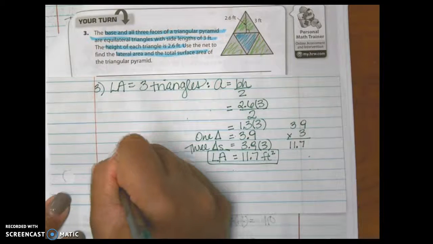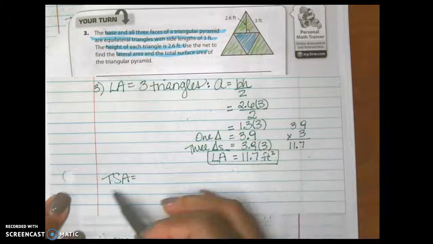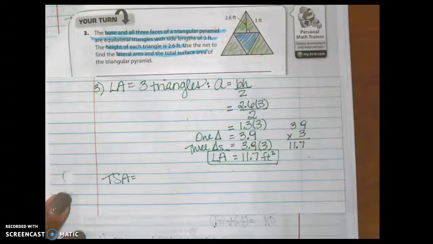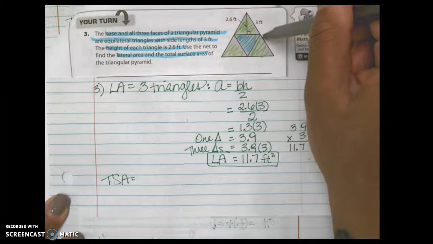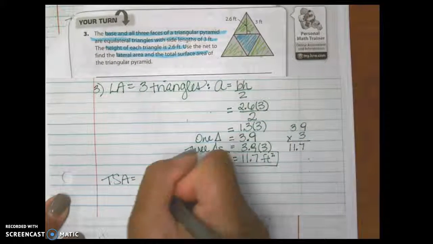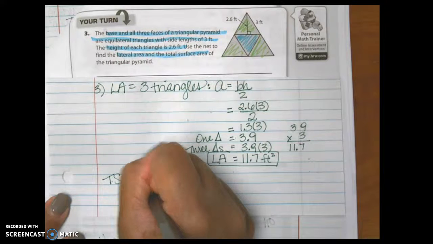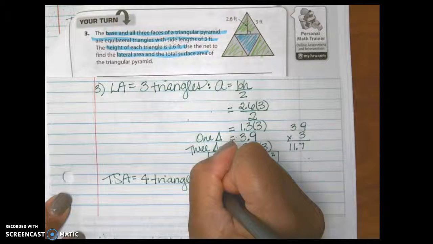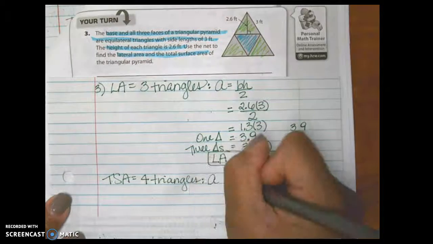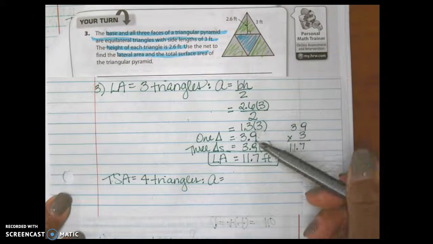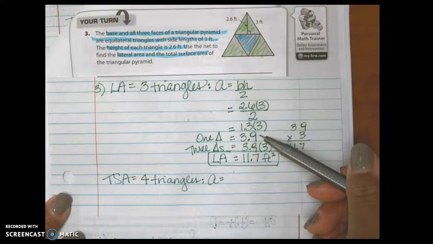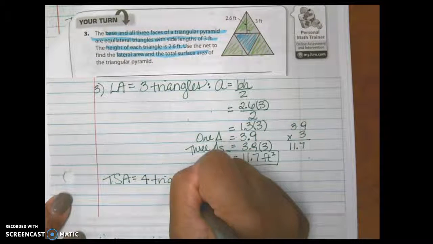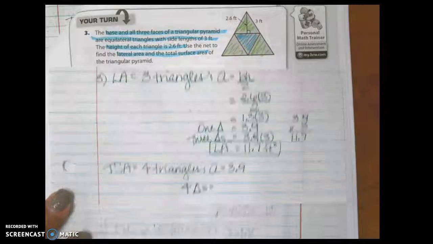Now it's time for TSA. All my surfaces, total surface area. Surface is just a fancy way of saying face. What are all of the faces here? Triangles. How many do I have? 4. 4 triangles. Are they all the same? Yes. Great. Area equals, what's my area for 1 triangle? 3.9. So 4 triangles is what?